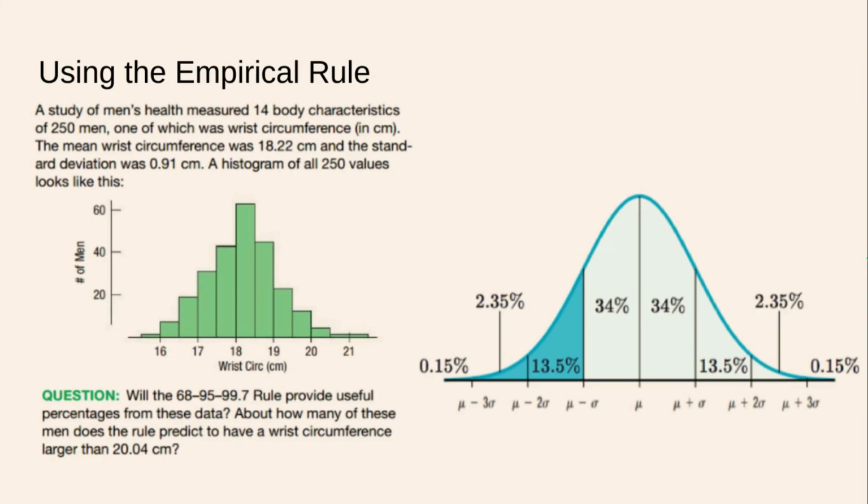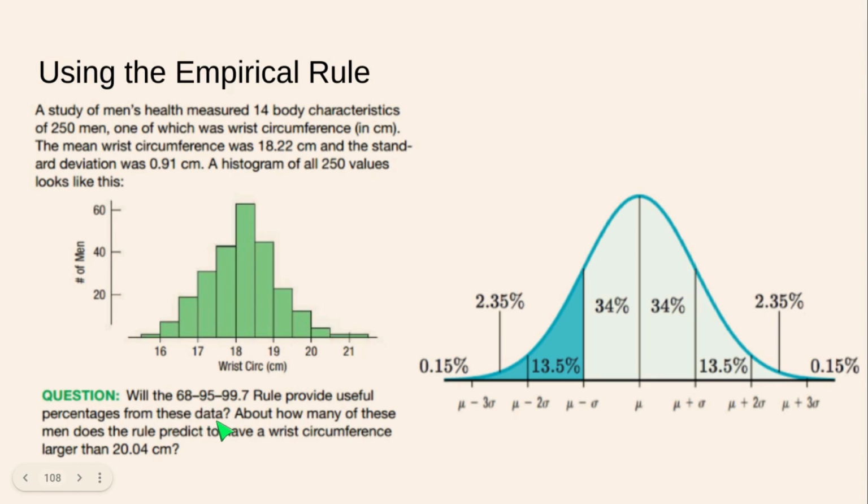Okay, so let's use the empirical rule. Let's use this 68, 95, 99.7 rule. A study of men's health measured 14 body characteristics of 250 men. There's our sample. One of which was wrist circumference in centimeters. The mean wrist circumference was 18.22 centimeters, and the standard deviation was 0.91 centimeters. A histogram of all 250 values looks like this. And let me tell you, that is a histogram that is begging to be analyzed with the 68, 95, 99.7 rule. So will that rule provide useful percentages from these data?